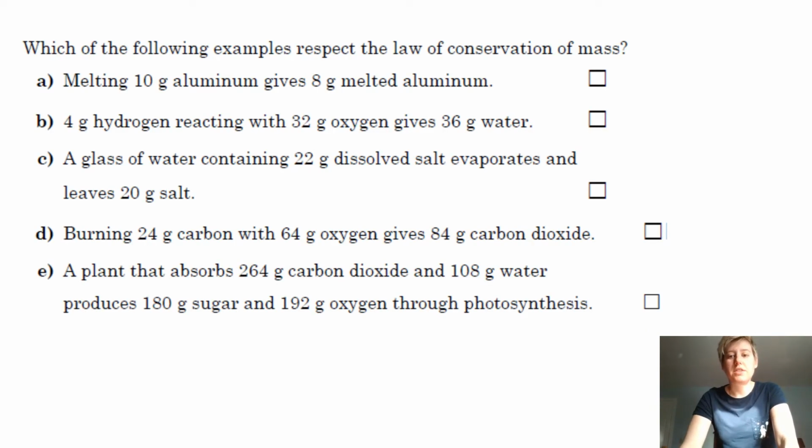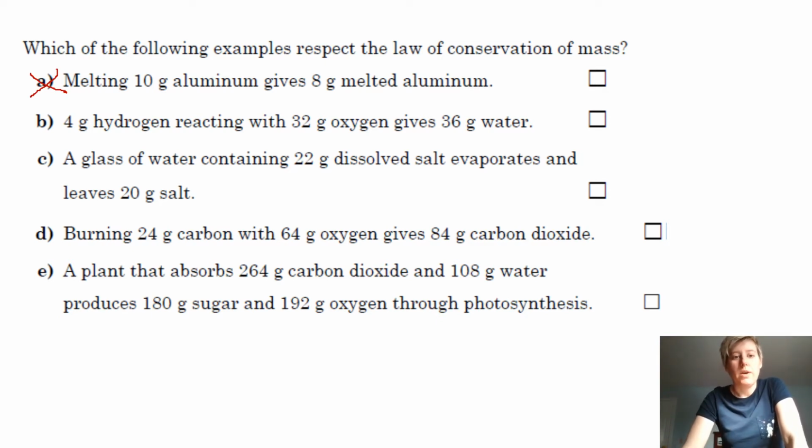So if we're looking at our first series of questions, we're asked which one represents the law of conservation of mass. We need to remember that the total mass at the beginning of the reaction has to equal the total mass at the end of the reaction. And the reaction can either be a chemical reaction or a physical reaction. So if I'm looking at the first one, melting 10 grams of aluminum gives 8 grams of melted aluminum. Well, 10 and 8 are not the same numbers. If we're looking at our total values here, it should be 10 and 10. So A is not an example of the conservation of mass.